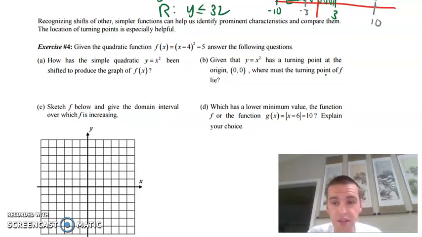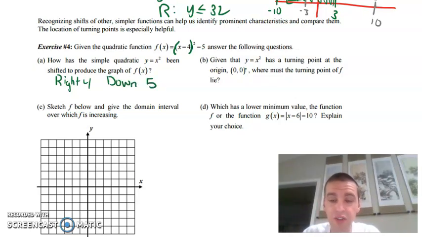So now instead of using f of x, we're using an actual function. This is the quadratic function. You should remember that from last class where we went over all the parent functions. How has a simple quadratic x squared been shifted? So you look right here. Here is your x squared. What's inside, there's your squared, and what's the outside. So I know what's on the inside is minus 4. Therefore, we've shifted right 4, because that's on the inside. And this minus 5 is on the outside, so I've been shifted down 5.